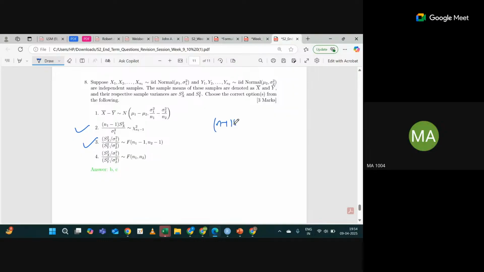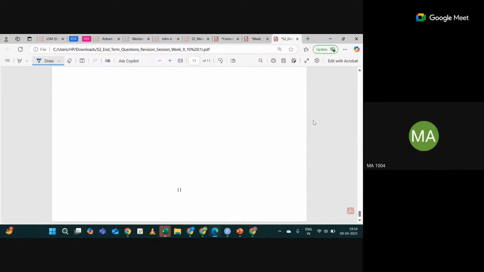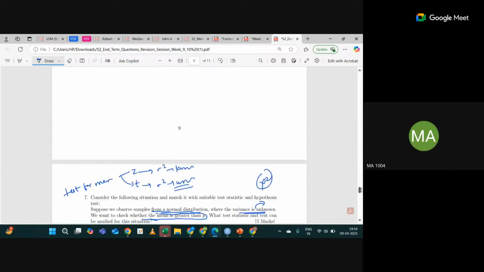You have n minus 1 times s square divided by sigma square, which will follow a chi-square distribution. We considered only one sample in this case. And what's wrong with option number 1? Sigma 1 square by n1 minus sigma 2 square by n2 should be plus. Correct, it should be plus.